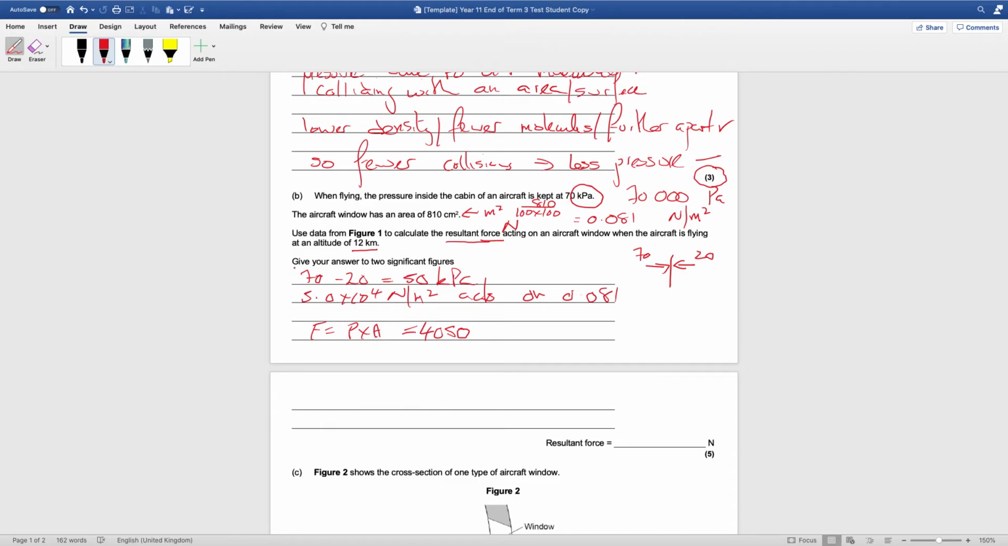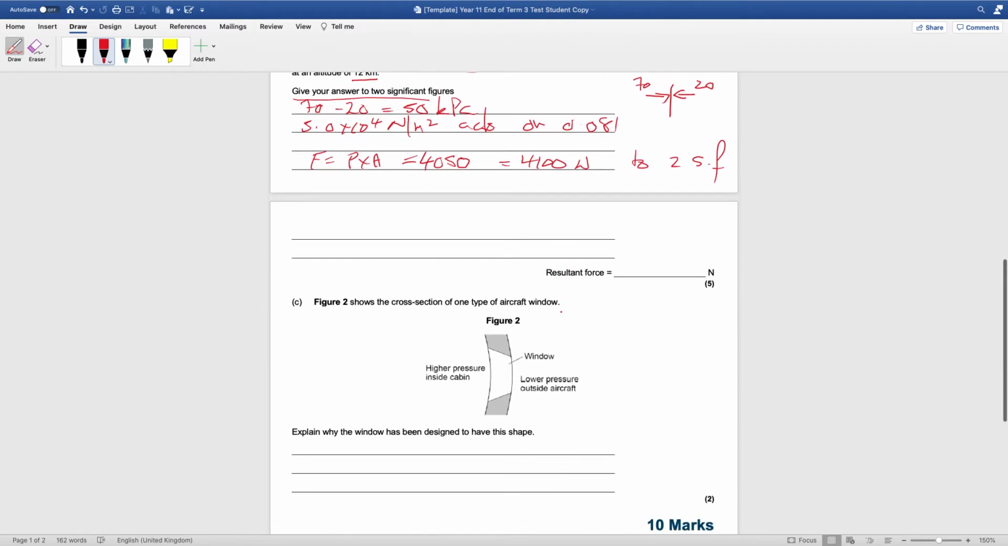But it says give your answer to two significant figures. That's 3. So it's 4100 newtons to two significant figures. So there's a mark for the two sig figs. There's a mark for the calculation. There's a mark for the difference. There's a mark for the conversion and reading off the graph. 5 marks. So half this question is on that calculation.